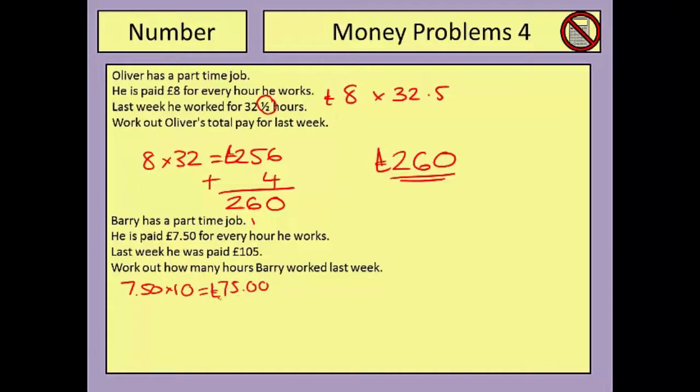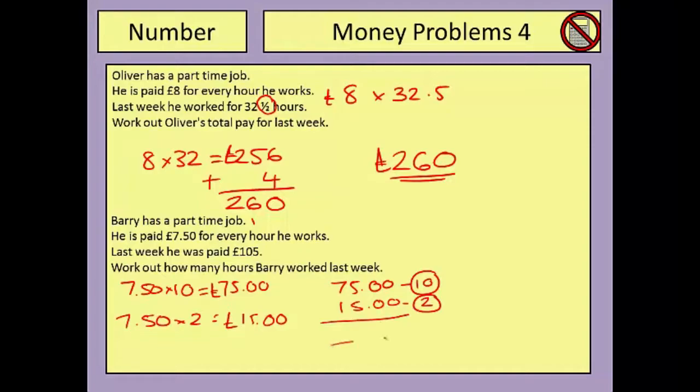Now I'm still quite a way off with this one, so what I'm going to do is do 750 times by 2. Now that gives me a total of £15. That's still not quite there, but what I'm going to do is add these two together and that will give me the total for 12 hours. So £75, which remember was 10 hours worth, and £15, which remember was 2 hours worth. This gives me a grand total of £90 for 12 hours worth of work.